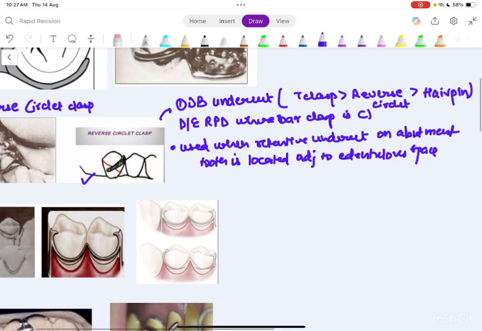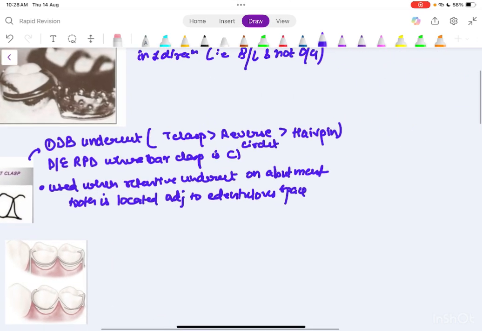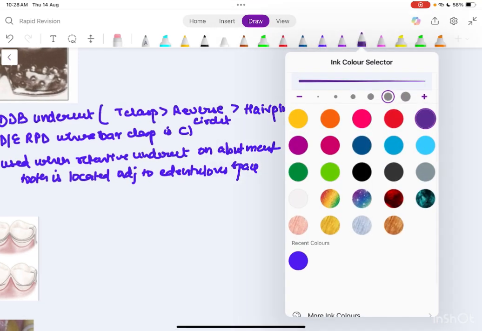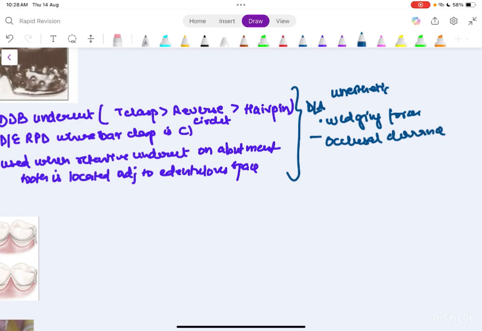Fine. Now let's talk about the third one, which is the multiple circlet clasp. Also remember one thing, there is this distobuccal undercut, like reverse circlet, this is very contraindicated also, because it has a lot of disadvantages. First is that it is unaesthetic, then it also creates a wedging force between abutment and tooth. Alright, so you have to have a sufficient occlusal clearance, otherwise thickness will have to be decreased and so on.